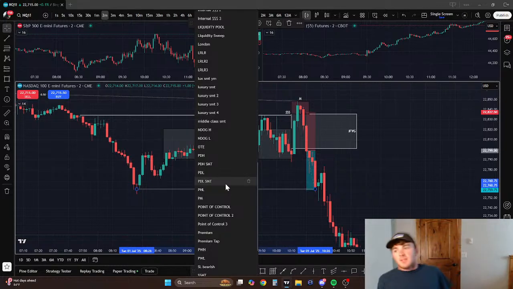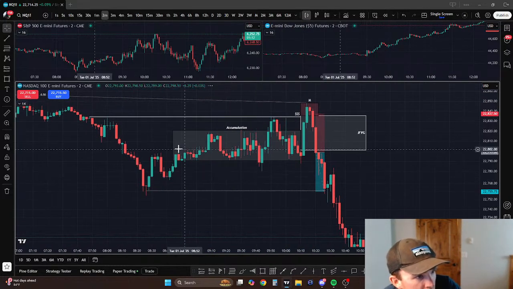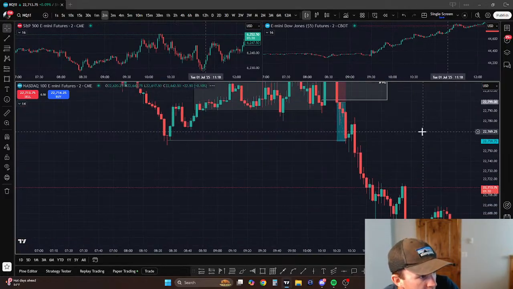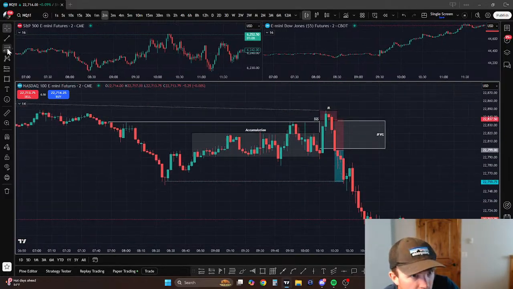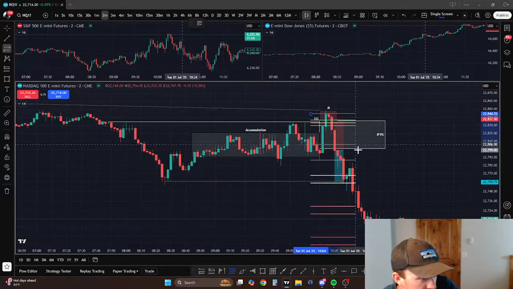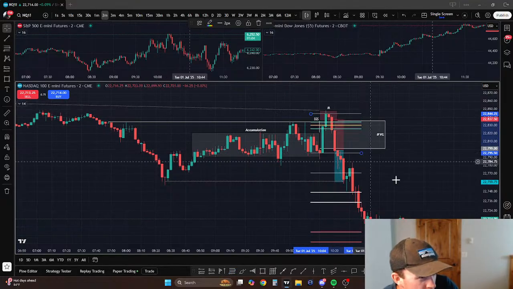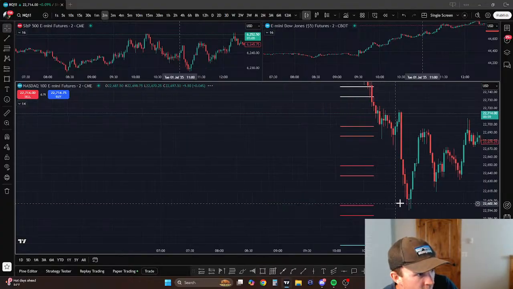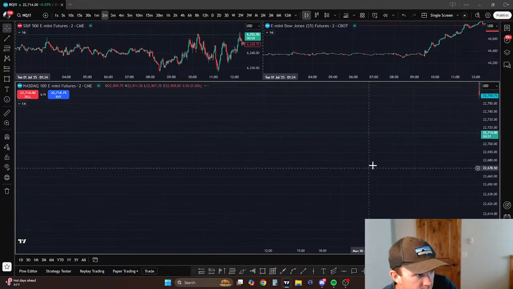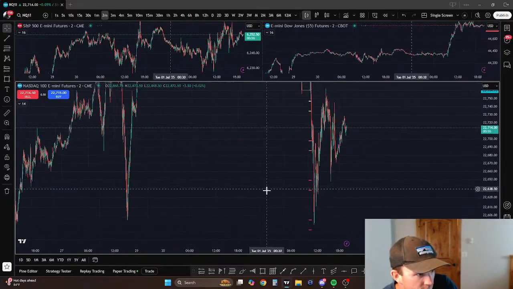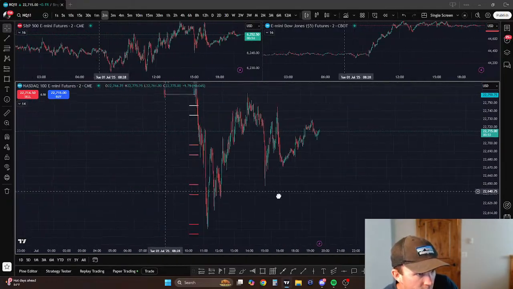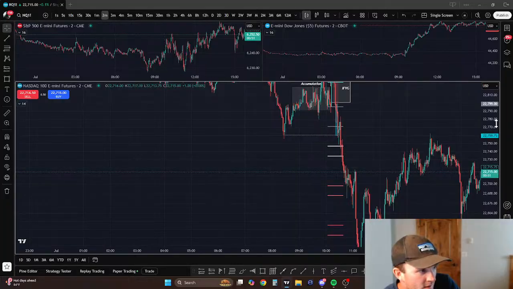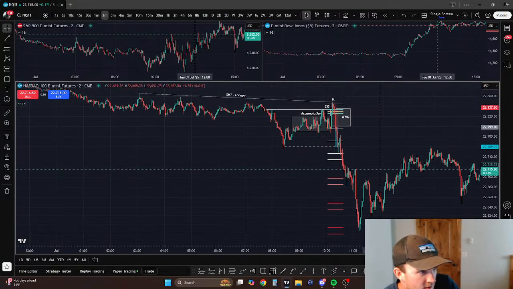All right. Now that that's out of the way, let's take a look at this again. So, once again, accumulation, manipulation, and interestingly, it's quite a nice distribution, and you can see we do go to that fourth standard deviation. This was a very, very textbook accumulation, manipulation, distribution.